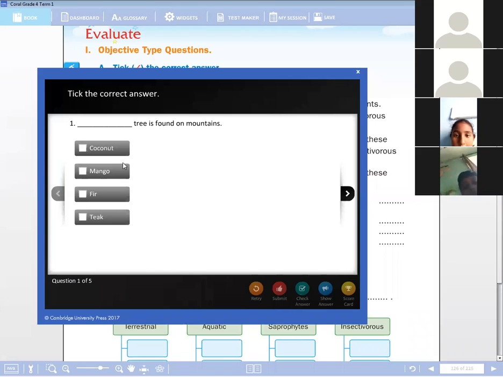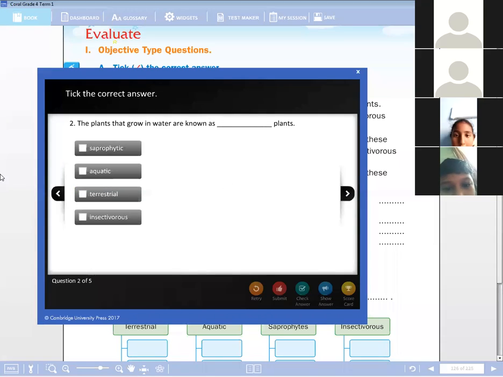Puneet is telling it is A, coconut, but according to me, coconuts are coastal area plants. But Neeraj is telling it is C. Let's keep option C, children. Yes, fir is the correct answer. Neeraj, Sai Swarup, very good going. Please take option C as the correct one. And moving to the second question.